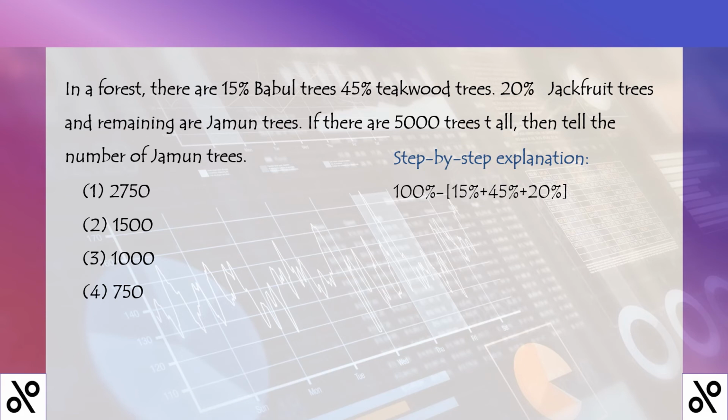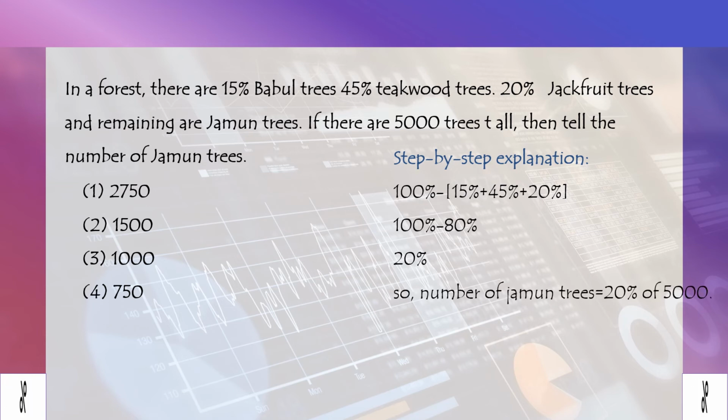The total trees are 100%. Say 15% is babul tree, 45% is teakwood tree, and 20% is jackfruit trees. So first we will find out the percentage of jamun trees. You will add up all these and find out how much percentage is left. So if you add 15 plus 45 plus 20, you will get 80%. So 100% minus 80% is 20%. So 20% are jamun trees.